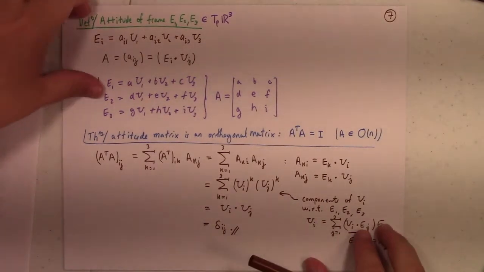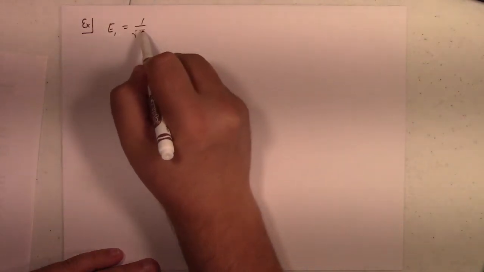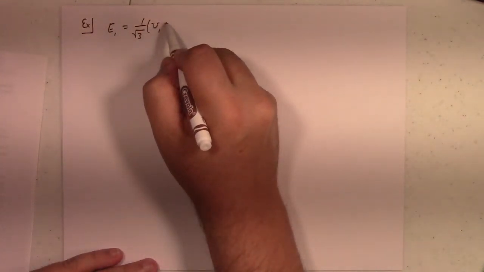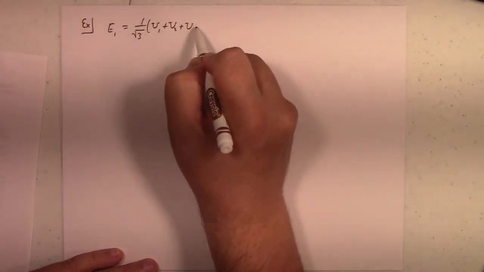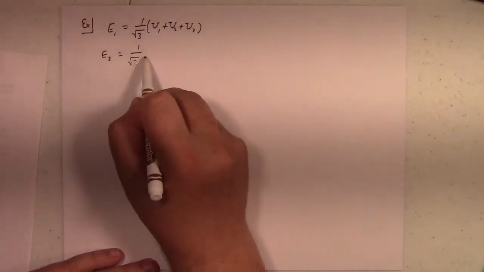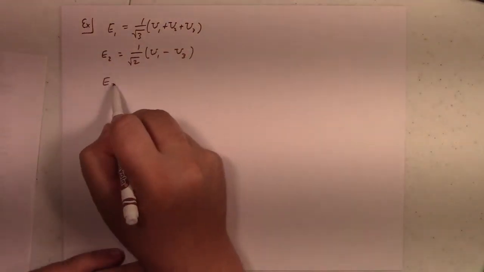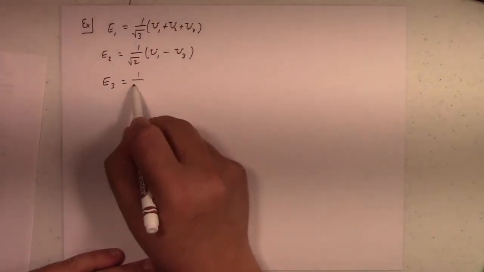Now, of course, we could look at the examples that I went through, right? So it's probably worthwhile to do maybe 2 of those. Let's see here. I'll do the boring ones. Oh, maybe 3. I'll do 3 examples. All right, so E1, 1 over the square root of 3, U1 plus U2 plus U3, E2, 1 over the square root of 2, U1 minus U3, E3 equals 1 over the square root of 6.